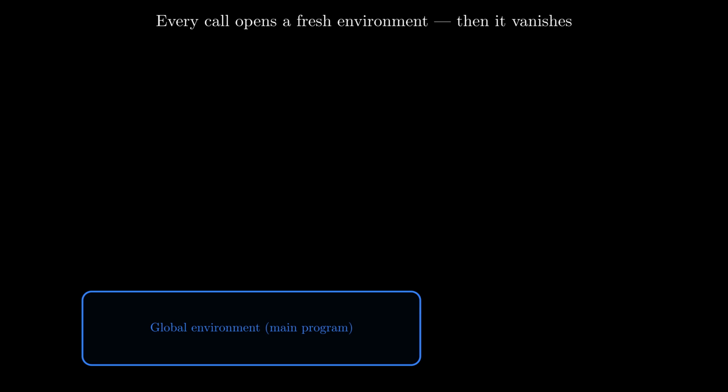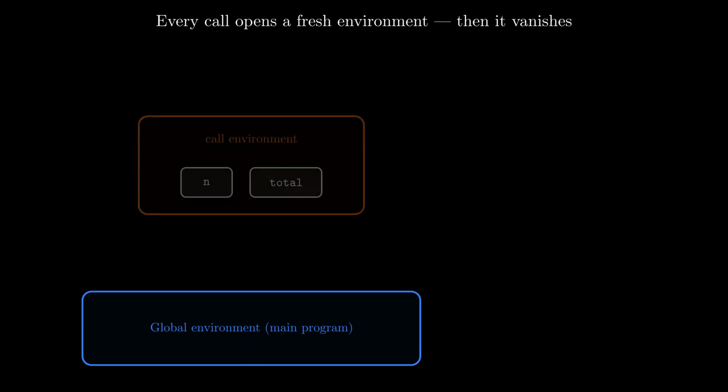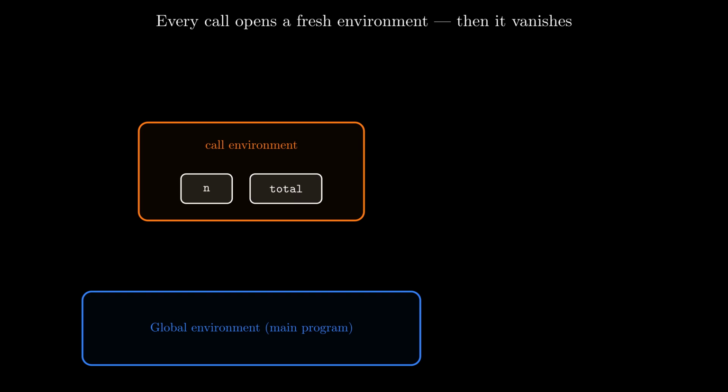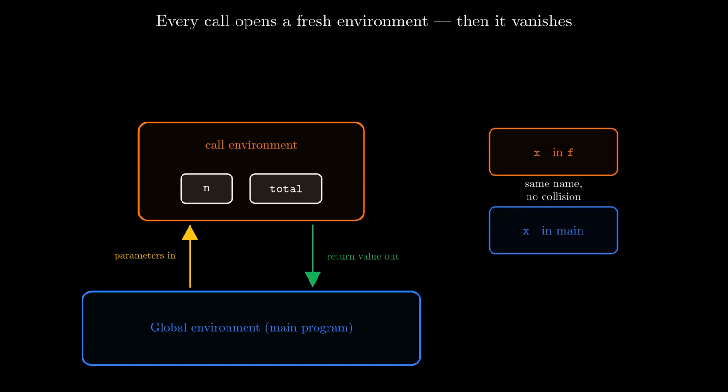When your program first starts, it runs in what we call the global environment, the main program itself. Each call spins up a fresh environment on top. These environments barely touch; they communicate only by passing parameters in and returning values out. Because of that, two different environments can each hold a variable with the same name, and they never collide.